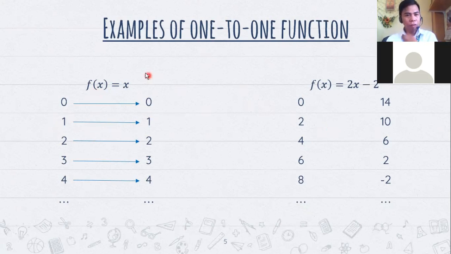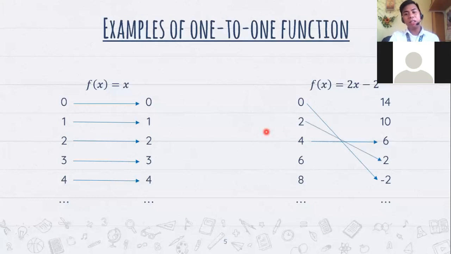We have f of x is equal to 2x minus 2. So, when we substitute any number to our x, it will yield a unique solution or unique answer. So, when we substituted 0 in the function, we have negative 2. 4 times 2 is 8, minus 2 is 6. 2 times 2 is 4, minus 2 is 2. 8, 16 minus 2, 14. 6 times 2 is 12, minus 2 is 10. So when we substituted a number in our function and it only yields a unique solution or a unique answer, that is 1-to-1. Okay?